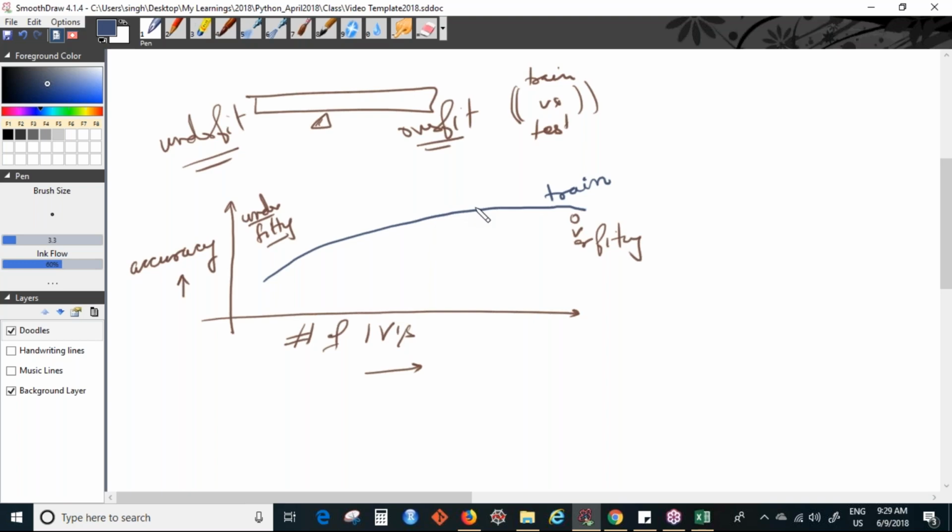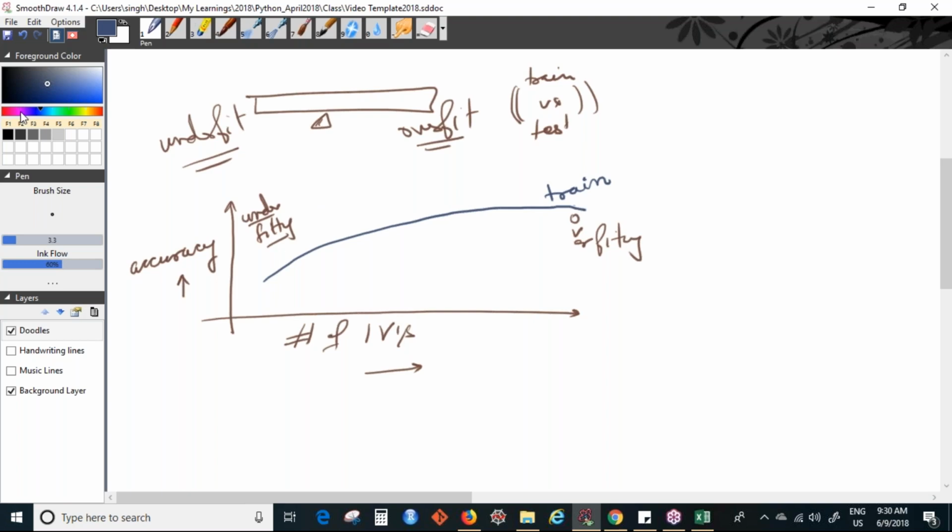But after a point, the accuracy will not change because you have already added all the important variables, and now whatever you are adding is not important. They are just some junk variables you are going on adding here. So the accuracy will almost remain same. It might decrease slightly, but it will almost remain same. This is for the train data.